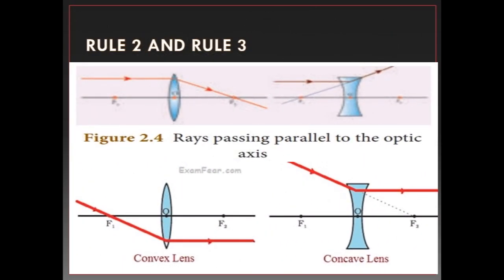Now, what is the second rule? See the picture. The rays passing parallel to the optic axis. Rules 2 and 3 are both here. First I am telling the second rule. See the first picture, a concave and a convex lens are there. When the rays are parallel to the principal axis and strike a convex or concave lens, the refracted rays are converged.